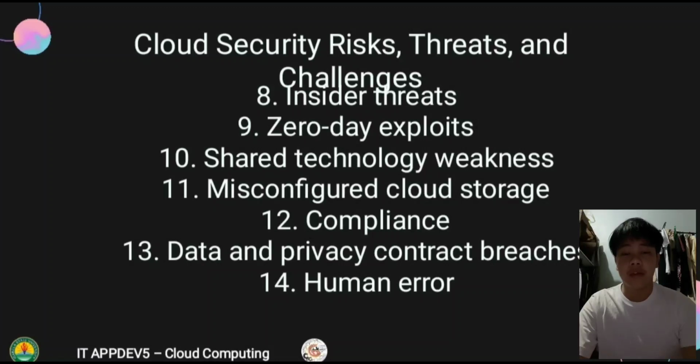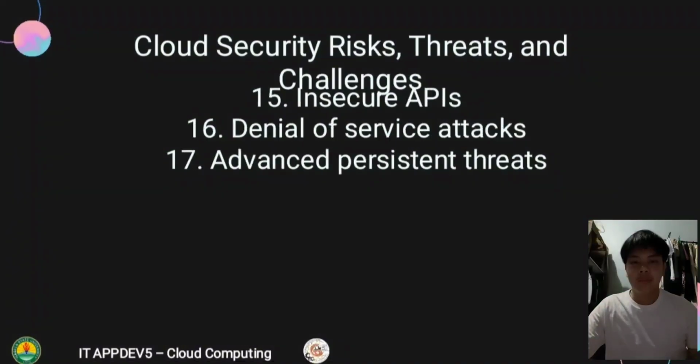Number 14, human error. Mistakes like using weak passwords or clicking harmful links can lead to security problems. Number 15, insecure APIs. Weak or unprotected connections between apps can let hackers in. Number 16, DoS attacks. Hackers overload a cloud service, making it slow or unusable. Number 17, advanced persistent threats. Skilled hackers secretly stay inside a system for a long time, stealing data without being noticed.